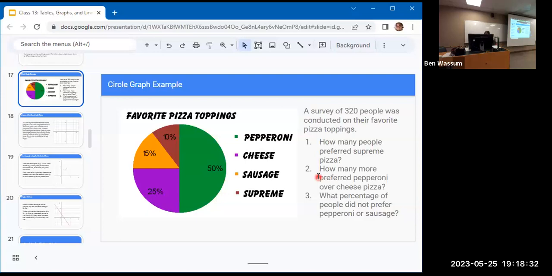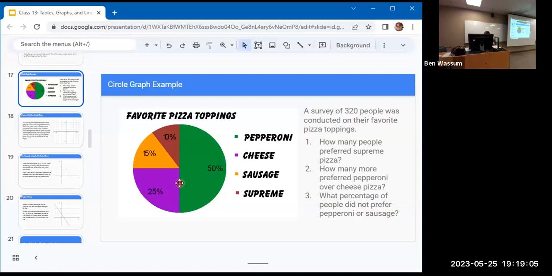Number 2, how many more preferred pepperoni pizza over cheese pizza? Well, pepperoni is 50% and cheese pizza is 25%. So to figure out how many more preferred pepperoni, you would find the subtraction between those, which would be 25%, right? And we'd have to find 25% of the 320 people. So 320 times 0.25.